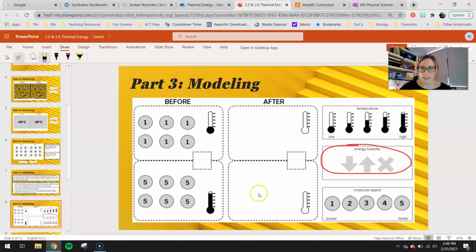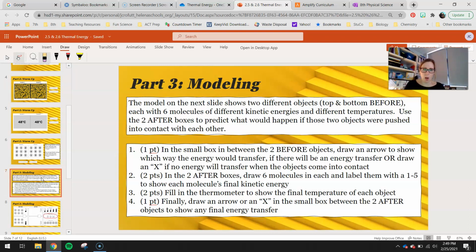Okay, after they've sat for a while, then you're going to model what those look like. So let's go back up and check off our instructions. In the small box between the 2 before objects, draw an arrow to show which way the energy would transfer, if there will be an energy transfer, or draw an X if no energy will transfer when the objects come into contact. Okay, next one.